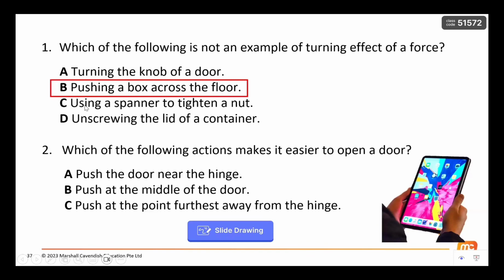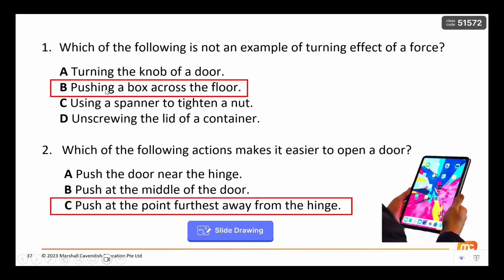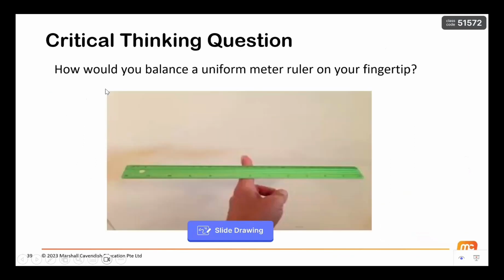For the second question, which of the following actions makes it easier to open a door? The answer is C. First thing you need to know when you are opening a door, the pivot will be at the hinge. So when you apply a force at the furthest point away from the hinge, you are increasing the perpendicular distance between the force and the pivot. When you increase the perpendicular distance, it will have greater moments. And with greater moments, it will be easier to open the door. So next, let's move on to center of gravity.